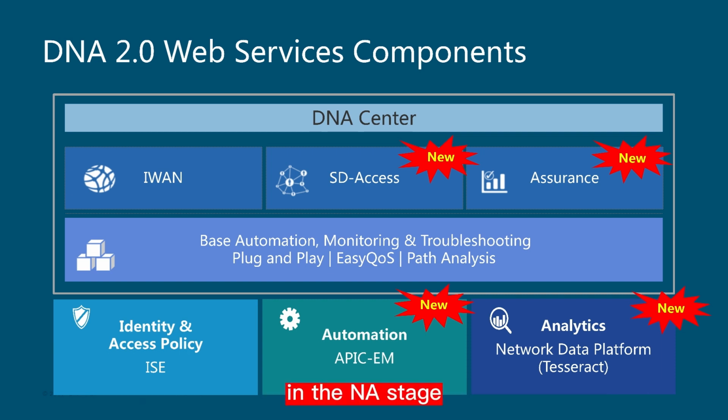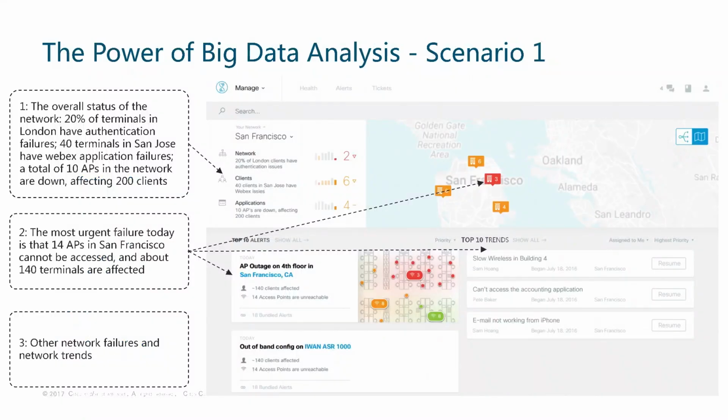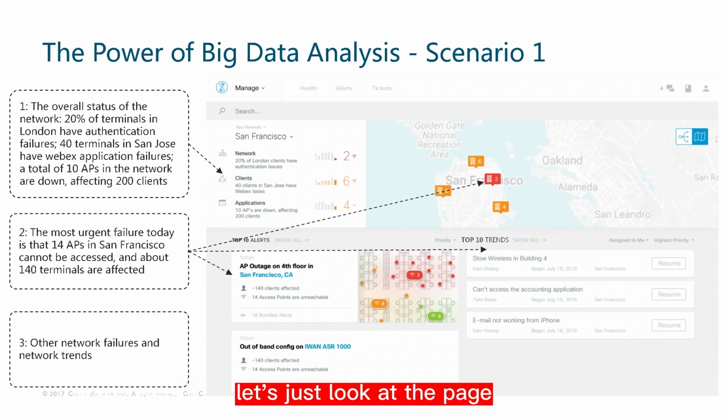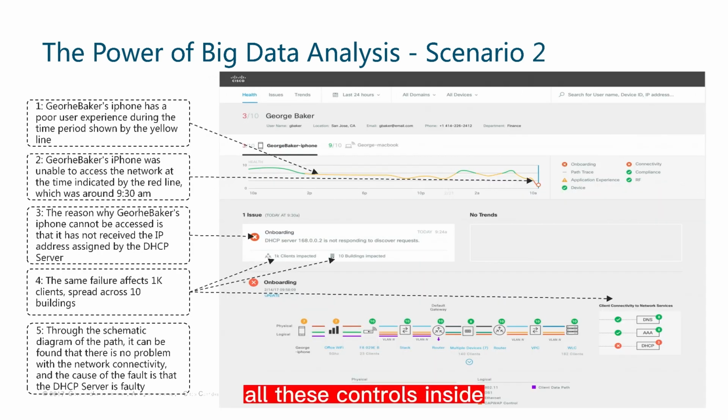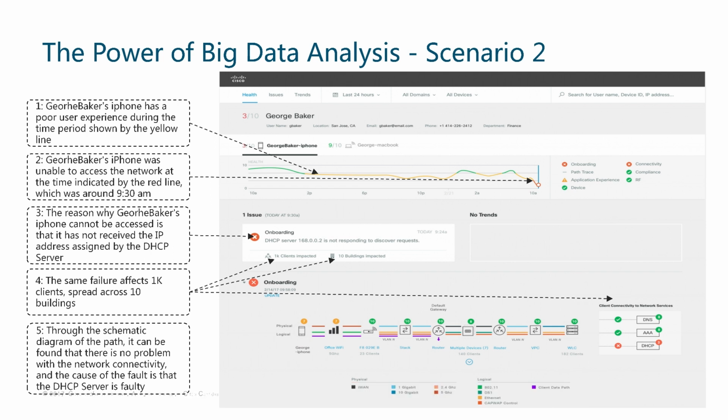In the NA stage, everyone should first understand the entire SDN. Where can it ultimately be regulated accordingly? Let's just look at the page. This is called big data analysis. All these controls inside, we can all debug in the form of a web page.